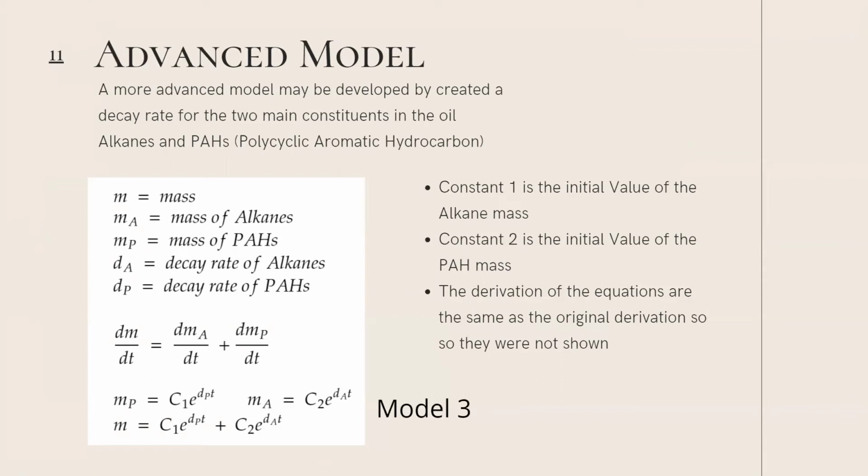This model focuses on the decay of alkanes and PAHs, the two harmful chemicals that make up the majority of this oil substance. This model was created by adding together the rate of change of both the alkane mass and the rate of change of the PAH mass. The two equations were formed similarly to the first equation and added together, with the constants being the relative mass of both the alkanes and the PAHs, denoted by C1 and C2.